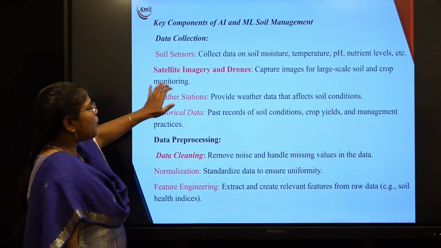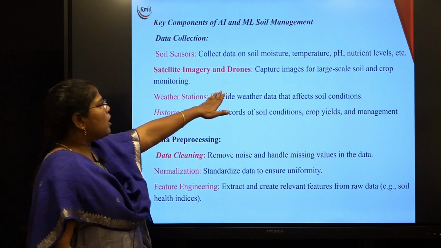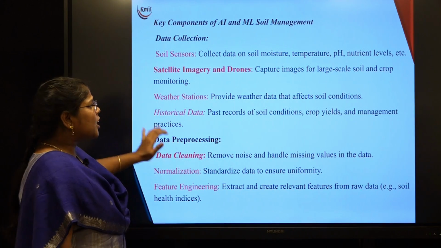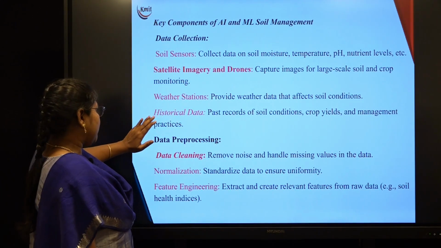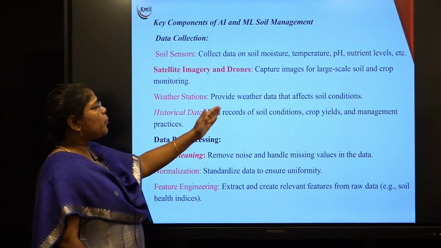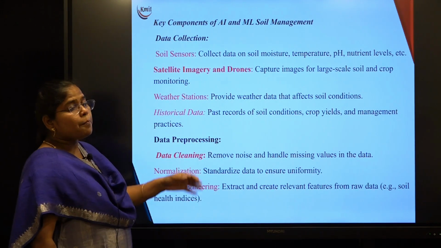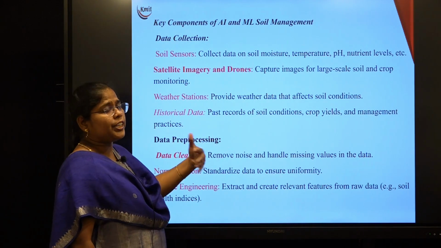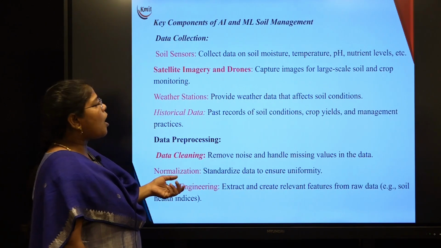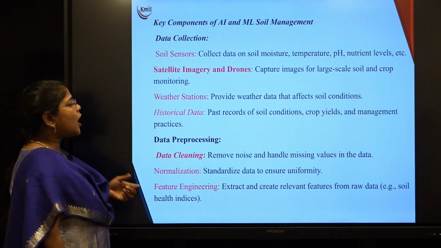Next is by using the satellite imagery and drones. The drones and the satellites capture the images for the large scale soil and crop monitoring. Next, we need to collect the weather station data, which provides the weather data that affects the soil condition. Next is historical data. Past data of the soil conditions and the yields of the crops are required, and the management practices the farmers have used are very important.